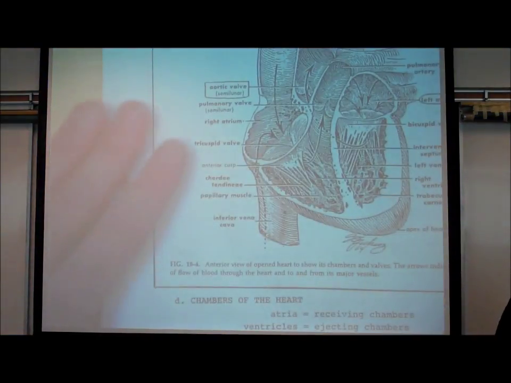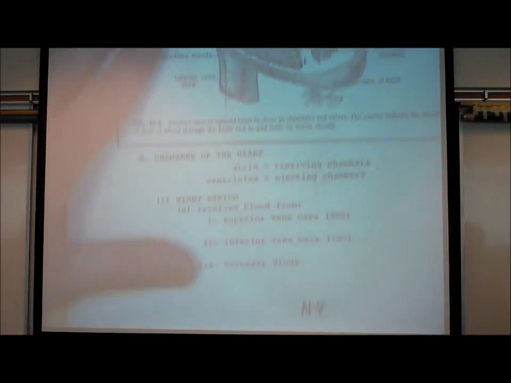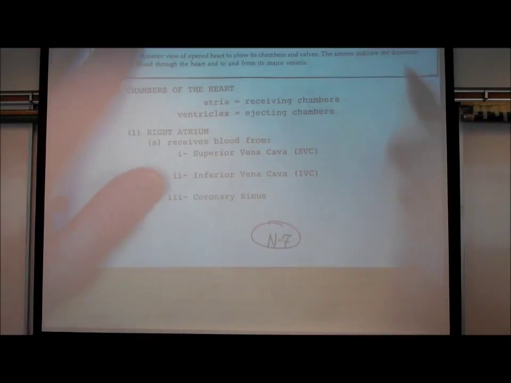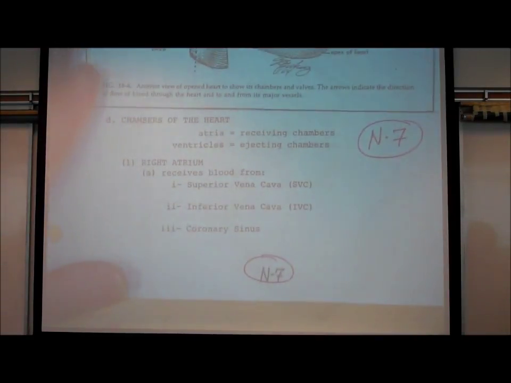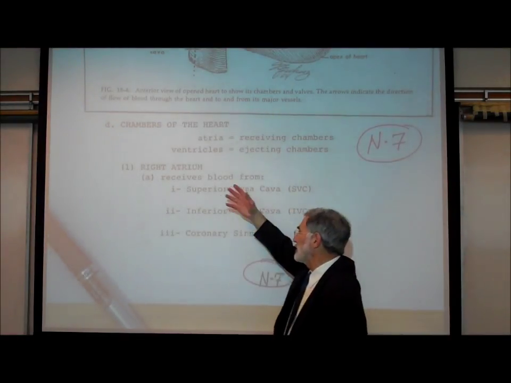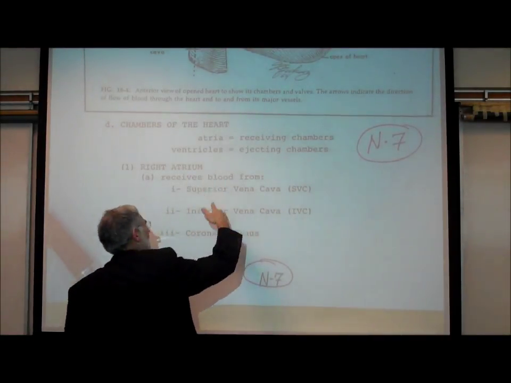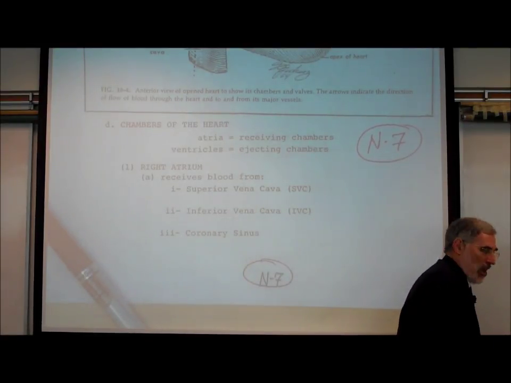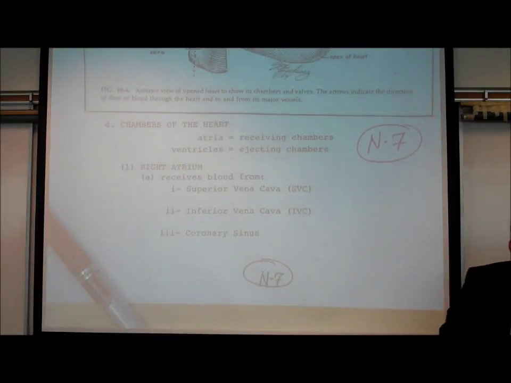On N7, let's look at the bottom here, the bottom of N7. So we know that there are these upper chambers called an atrium and a lower chamber called a ventricle. The atria we call receiving chambers because they receive the blood from the veins, and the ventricles are the ejecting chambers. They are what eject the blood.